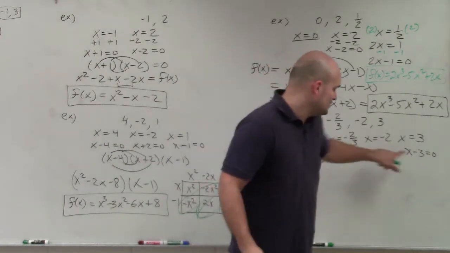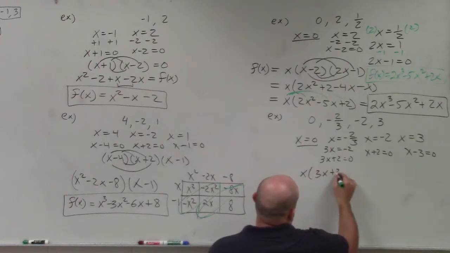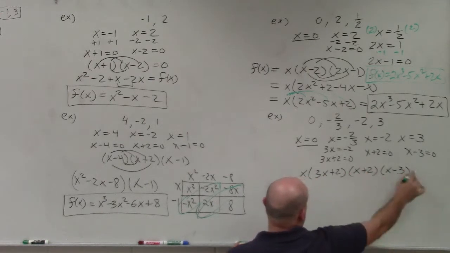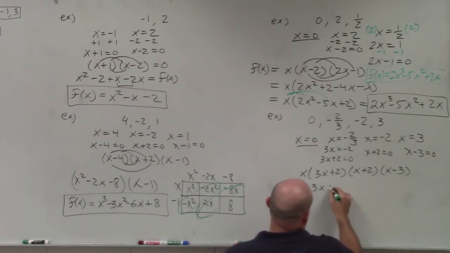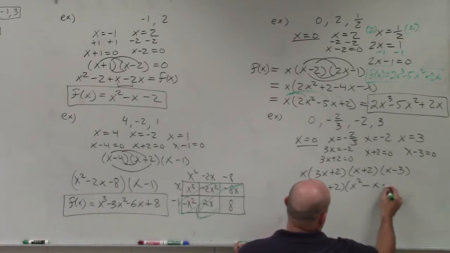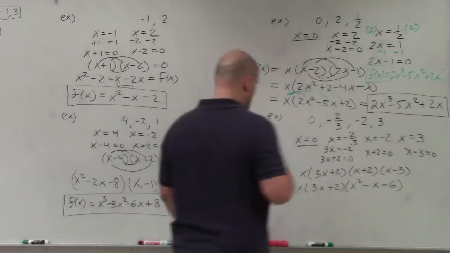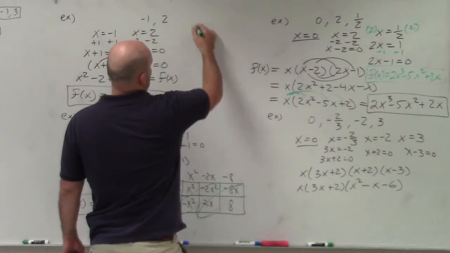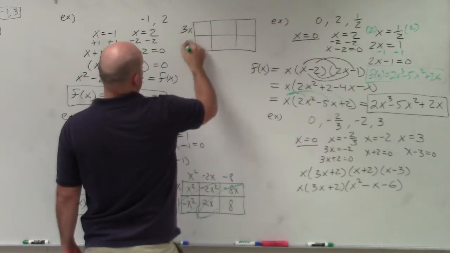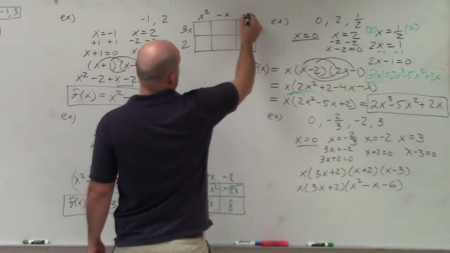Now, I would say it's easier to multiply these two by each other. Although really what I have is x times 3x plus 2 times x plus 2 times x minus 3. So in multiplying these out, I have x plus 2 times x minus 3, which becomes x squared minus x minus 6. Then I'm going to do the same thing again. I'm going to use the box method, and I'm running out of space here, so let's do the box method up here. So I have 3x plus 2, and I have x squared minus x minus 6.